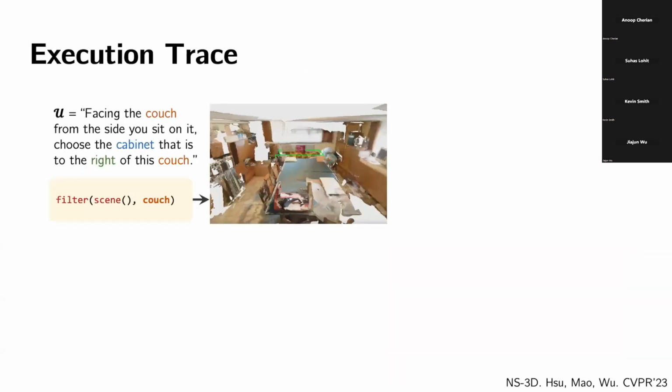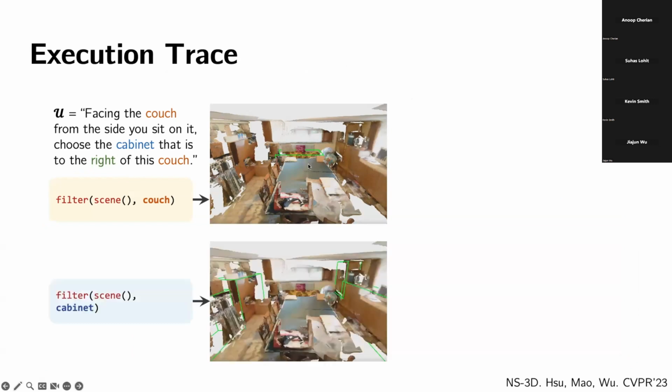And here is, for example, a demo. That is, if you want to face the couch from the side you sit on it, we want to choose the cabinet that is on the right of the couch. So you want to first find a couch, and then you want to choose the cabinet. But there are multiple cabinets.